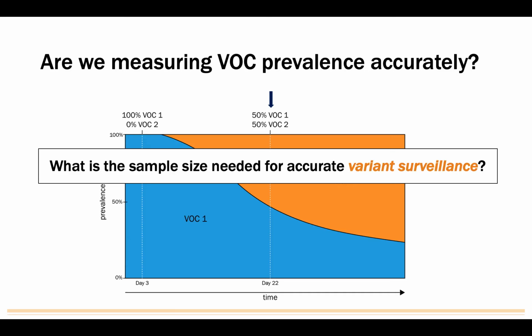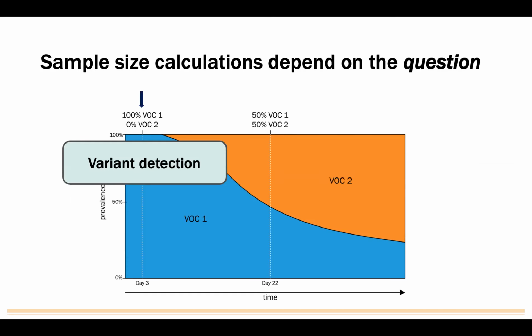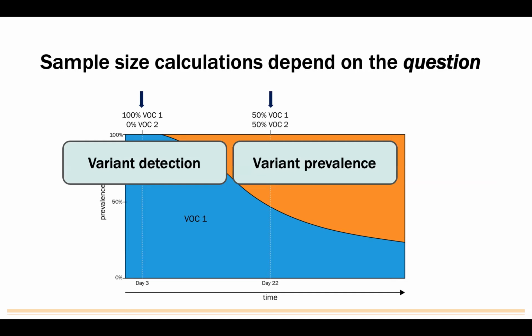So as I already alluded to, this question can be defined as a detection question, right? Can we detect something new if something comes into our population of interest or a specific geographic area? And also a prevalence question. And they're similar, but a little bit different. So I just wanted to make an early distinction between them.